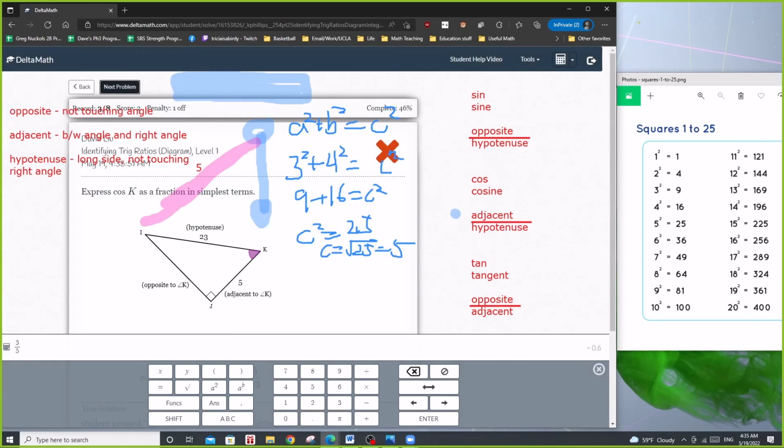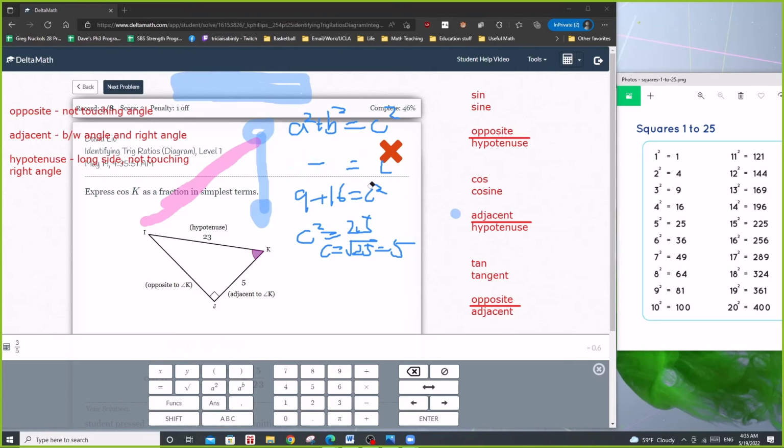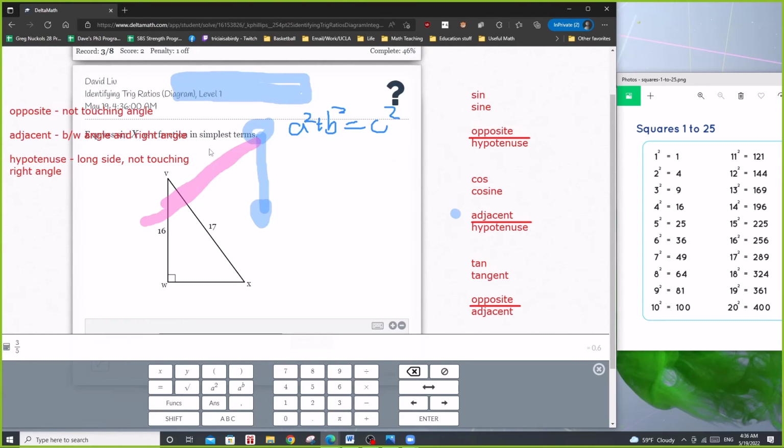Let me find another problem where we have to round to the... Let's look for some more problems.